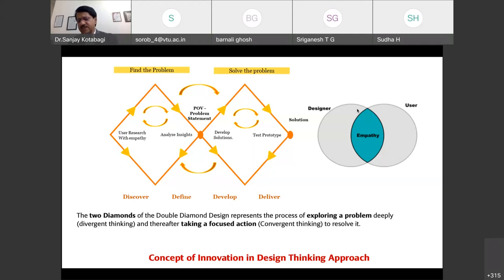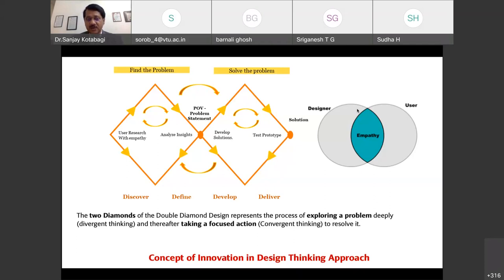So if I look at the right side, two circles: on one side we have a designer, on the other side a user, and the intersection area is the empathy. That means if the designer is able to really get into the shoes of the user, then I start understanding their pain points. It's a wonderful concept. These two circles at one point of time would become one. When the designer completely understands the pain points of the user and they together formulate, please understand, it is called a co-generated challenge.